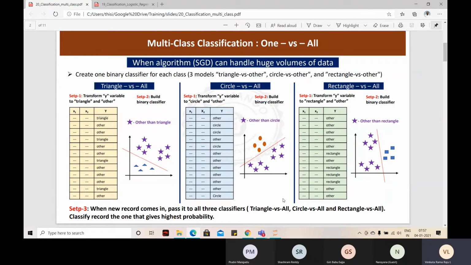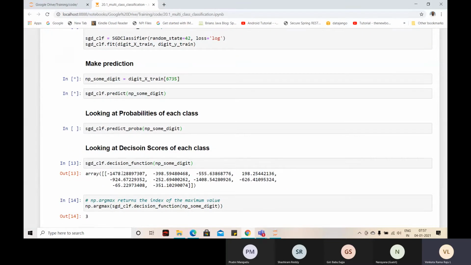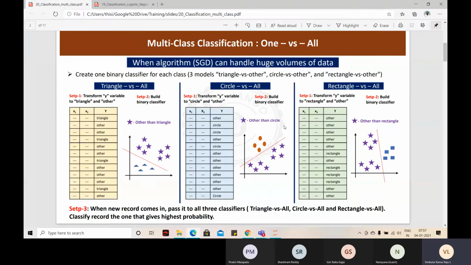When a new record comes in, it will pass the record to the 10 models and calculate the probabilities. The first model gives you the probability of the record being 0, the second gives the probability of it belonging to 1, the third of it belonging to 2, the fourth of it belonging to 3. Like that, you get 10 probabilities. If you look at this predict proba, these are the decision function scores. All those 10 models give you 10 scores. One versus all algorithm is that. Got it? Any questions?